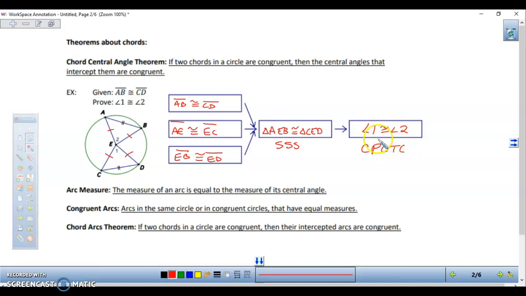Again, it's really important that you see the justification for all these theorems, and remember that when something's called a theorem, that means we could totally prove it. Most of these proofs are going to come from triangle congruency. That's why we spend so much time with that.